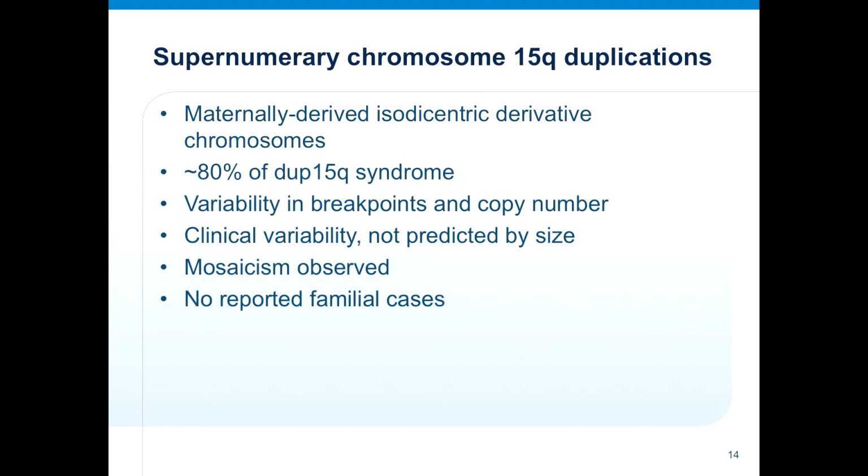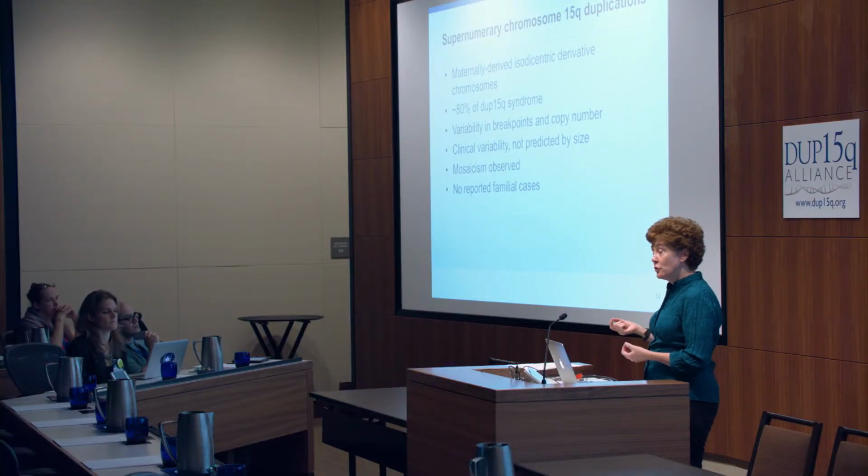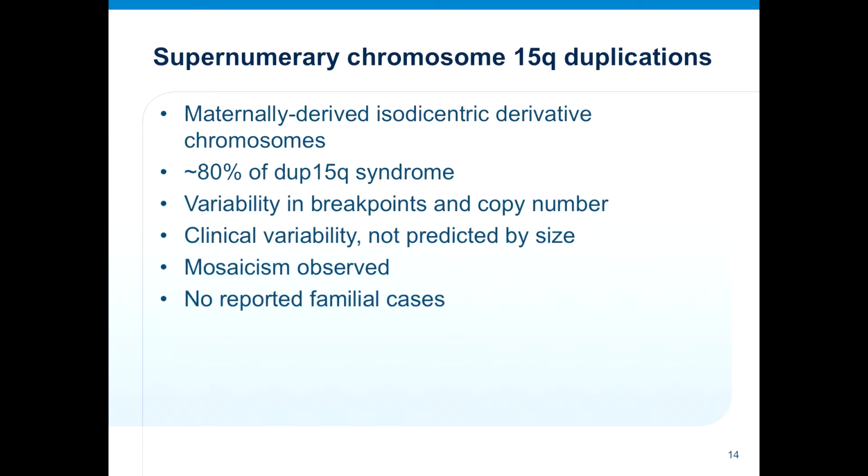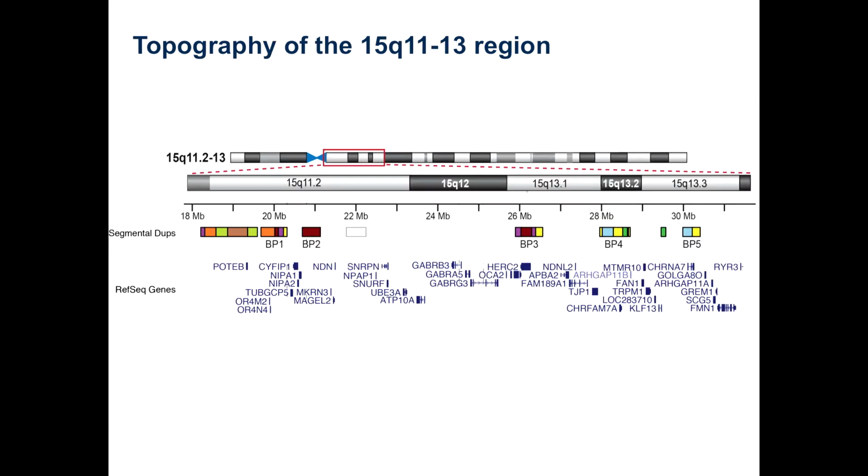There's variability in breakpoints and copy number, clinical variability as well, and not always predicted by size. We do know that as a group, individuals who have an interstitial duplication tend to be somewhat higher functioning, have fewer effects than those with the isodicentric. But even within the isodicentric, you can have 2 kids with exact same extra tetrasomy of 15q, and they really are quite different in terms of their functioning. So there's really not a way to predict very accurately based on copy number. Mosaicism's been observed, and again, for these isodicentrics, there have been no reported familial cases.